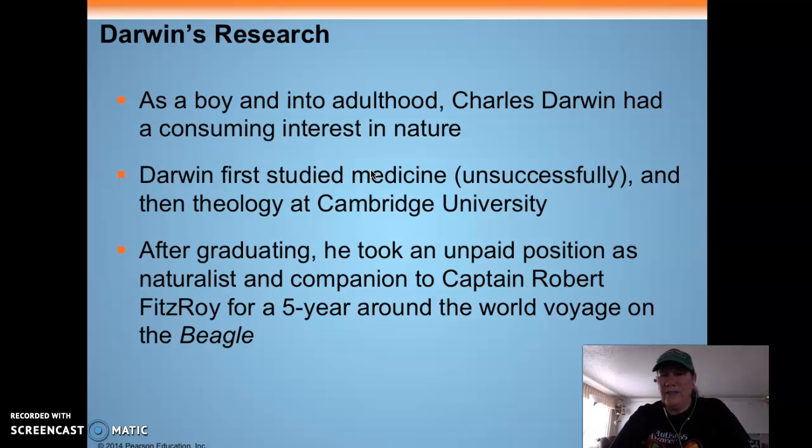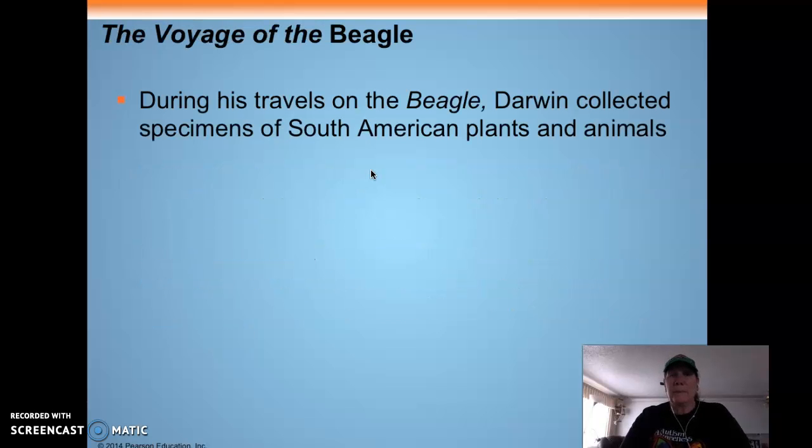Once he graduated, then he took a position as a naturalist. Again, remember, he was really into biology. He went with a guy named Robert Fitzgerald. He was a captain, and they were going on a voyage around the world, 5 years. It was on a boat called the Beagle, and he went to many places on this. So even though he didn't get paid anything, he did a lot of note-taking, got a lot of information. So in the long run, it was for the best, I guess.